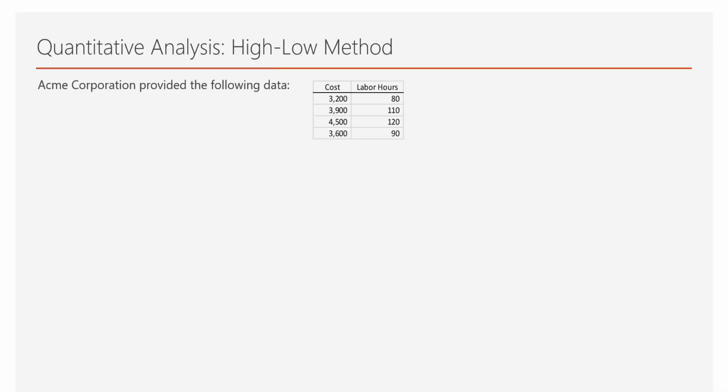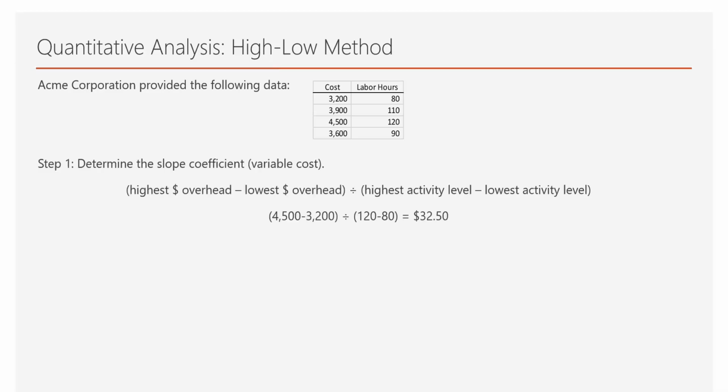The first period is $3,200 associated with 80 hours of labor. The next period is $3,900 worth of total overhead costs with 110 hours of labor. Then $4,500 of total costs associated with 120 hours worth of labor. And finally, $3,600 worth of overhead costs associated with 90 hours of labor. So let's put the three steps into motion here. The first step, we want to determine the slope coefficient or the variable cost.